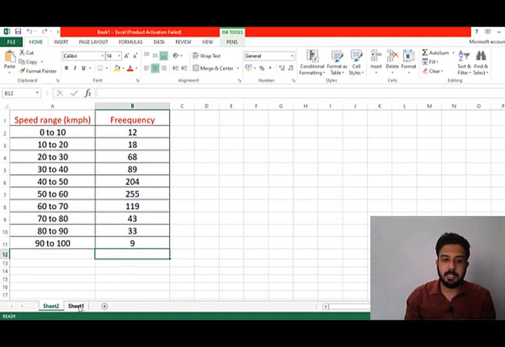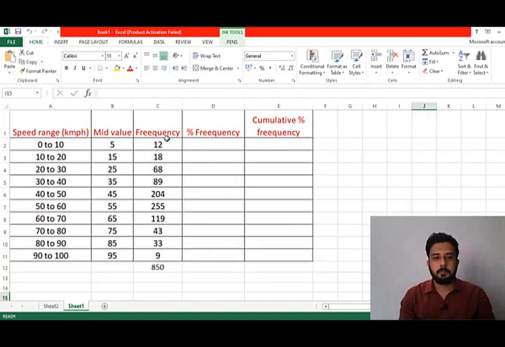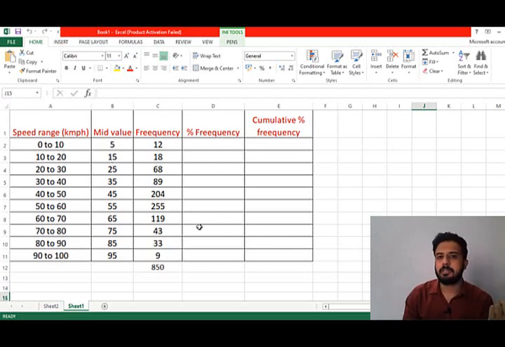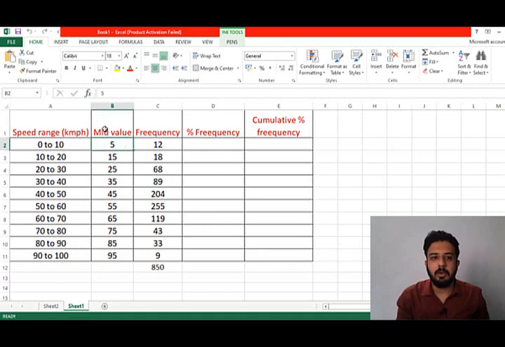Now what is the next stage? Whenever we have a range of data, for calculation purposes we'll keep the mid value like this. As of now, I'm just keeping it there. I'm not using it; later I will use it while drawing the graph. Till frequency we had in the previous Excel sheet itself. Now we'll take the sum of that.